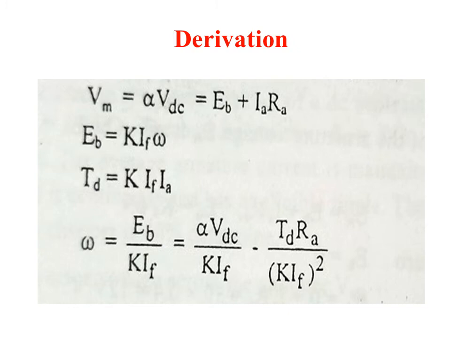Here we have considered the step down chopper as the chopper circuit. Already we know that the step down chopper is the one which will give an output voltage less than the input voltage. What is the output voltage equation of our step down chopper? Vm is equal to alpha into VDC. Here Vm is the output voltage of the chopper, VDC is the input voltage of the chopper, and alpha is the duty ratio.